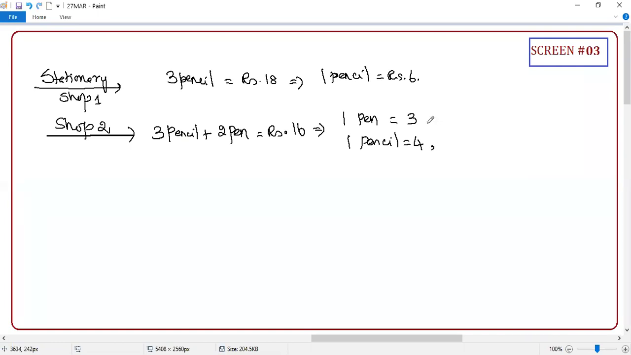Sir, pen is equal to 3 rupees, no, sir. Guys, you see here, 3 pencils is what? 3 into 4, 12 rupees. Plus 6, it's not correct. So this combination is not correct. The cost of 1 pen is 2 rupees, no, sir.